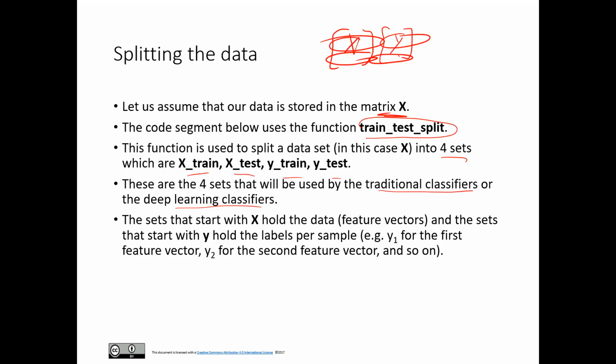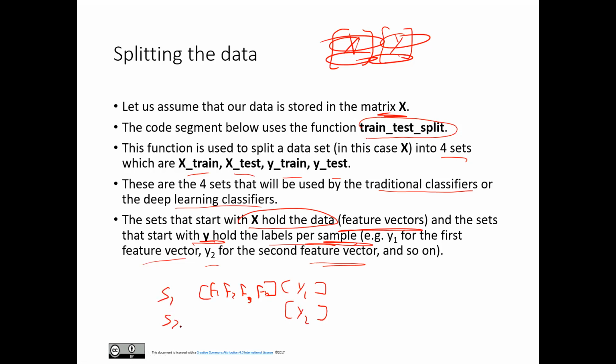As I've said before, the sets that start with X hold the data, the feature vectors, and the sets that start with Y hold the labels. So Y1 for the first feature vector, Y2 for the second feature vector, and so on. Then the feature vector would be F1, F2, F3, all the way to Fn for sample 1, and we have sample 2, all the way to Fn. So that's sort of the idea. Hopefully it's making sense.